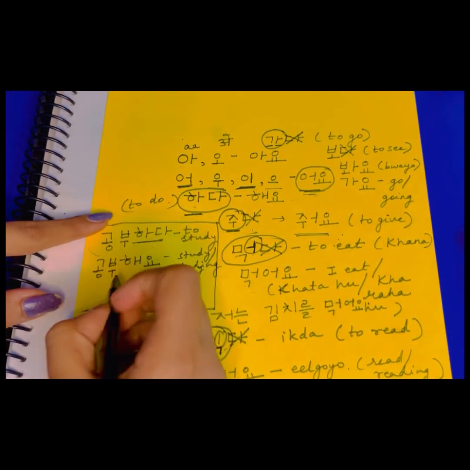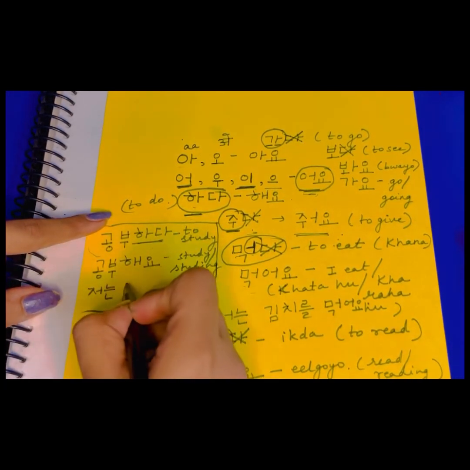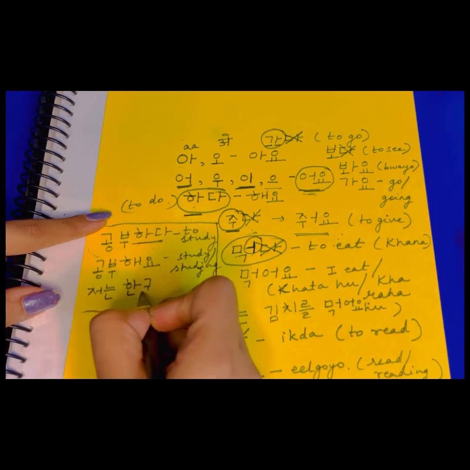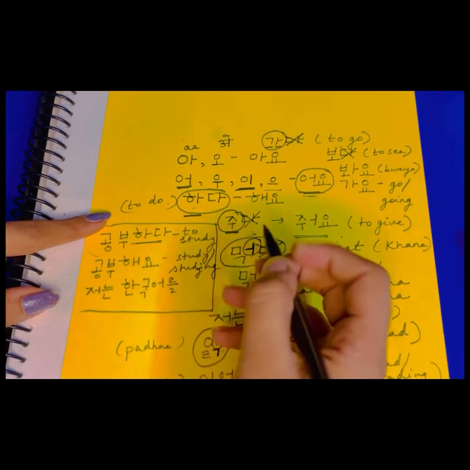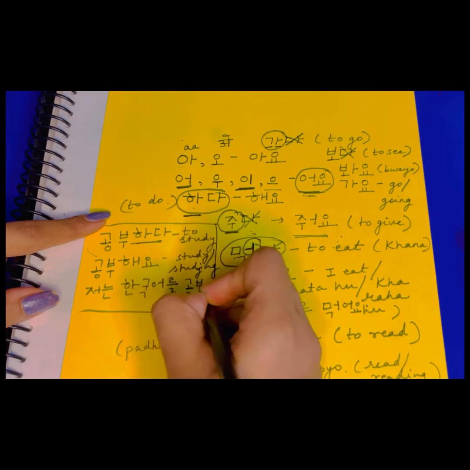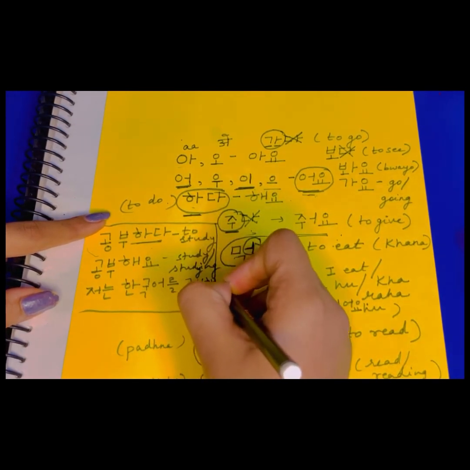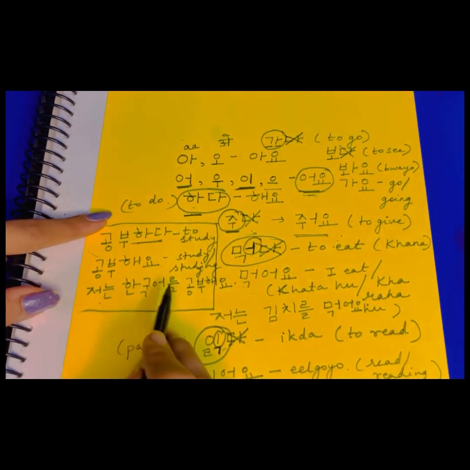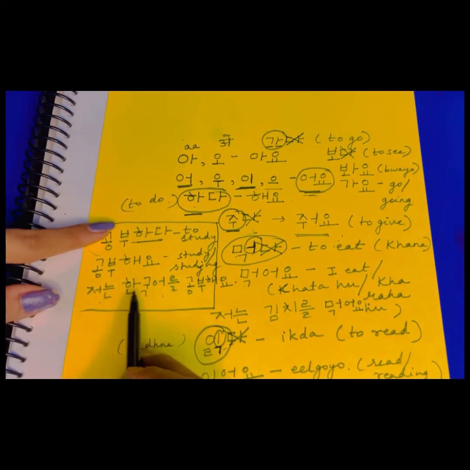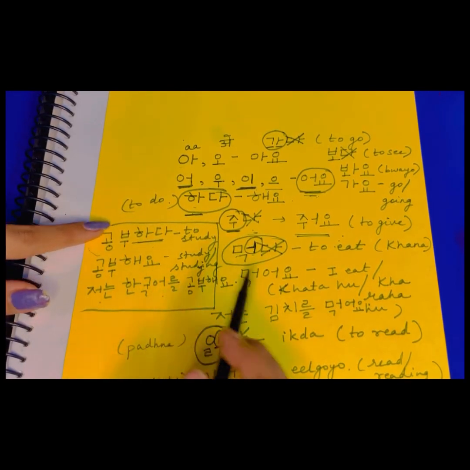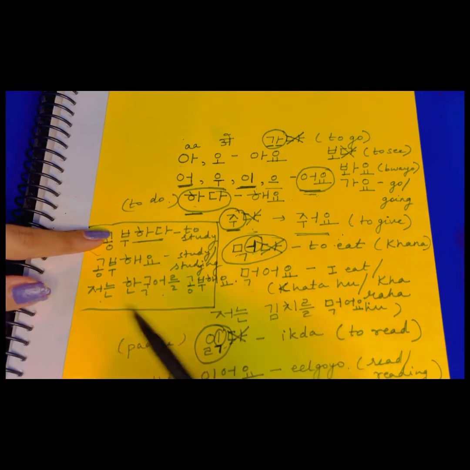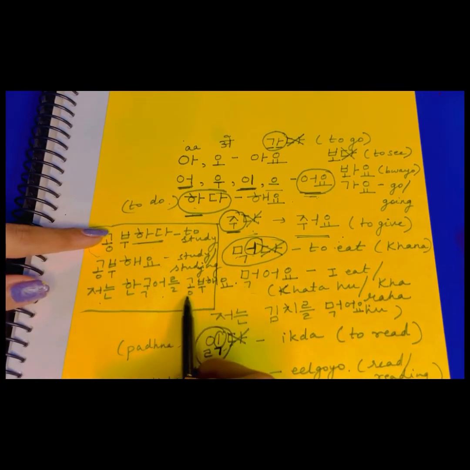Okay. So if I want to say 저는 한국어를, 한국어 is Korean language, 공부해요. I study Korean. If I say 저는 한국어를 공부하다, it will become I study Korean, which makes no sense. Okay, so 공부해요 will be used when we are using sentences.